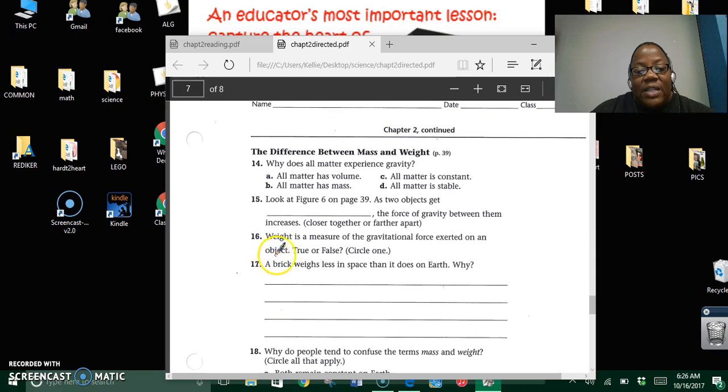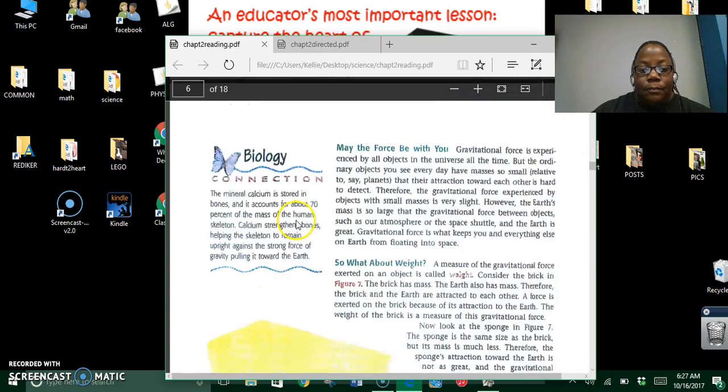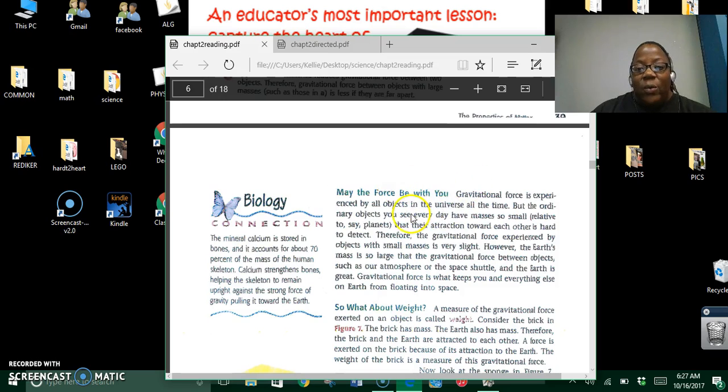All right, going on to the next part. Number 17, a brick weighs less in space than it does on Earth. Why? Let's go back to the reading for that. Here we go. Here's our brick and a sponge. May the force be with you. Gravitational force is experienced by all objects in the universe all the time, but the ordinary objects you see every day have masses so small, relative to say planets, that their attraction towards each other is hard to detect.